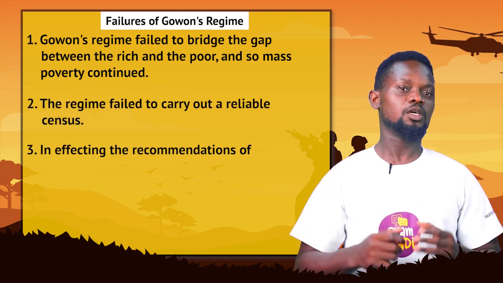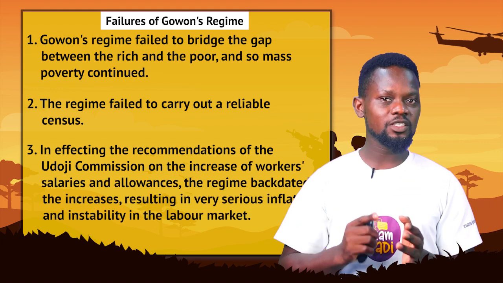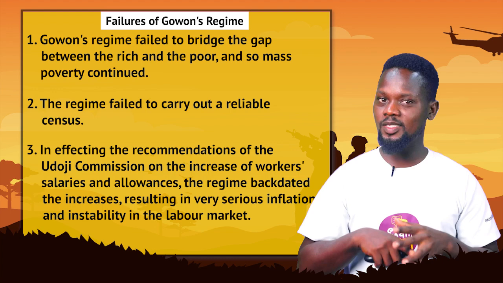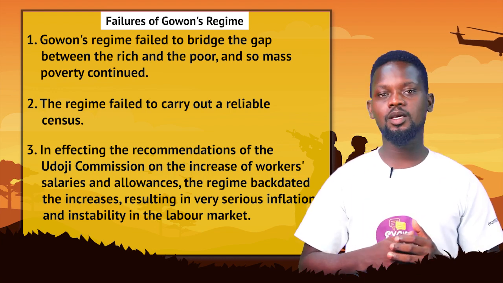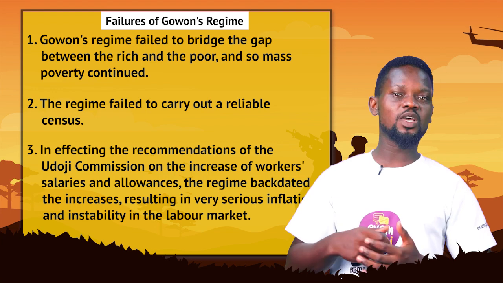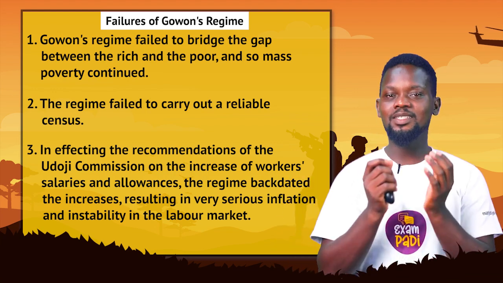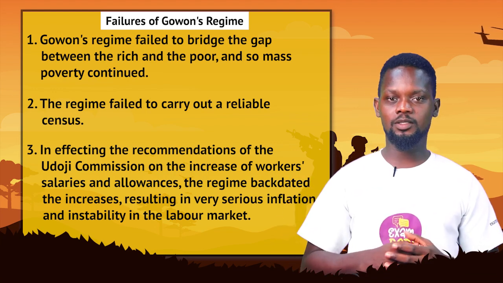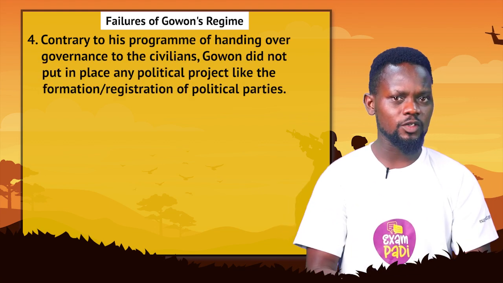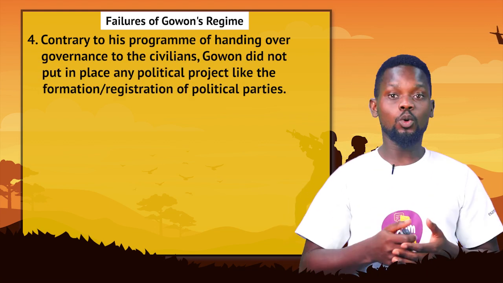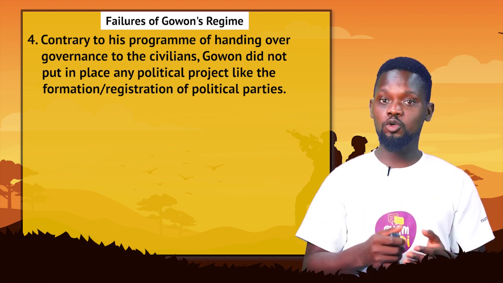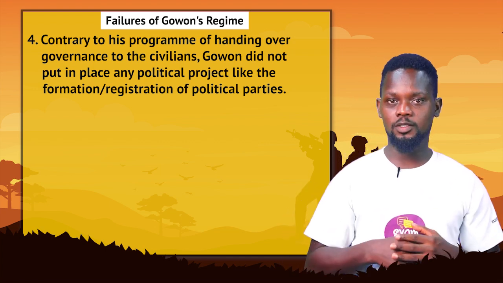Number 3, the regime failed in effecting the recommendations of the Udoji Commission, on the increase of workers' salary and allowances. The regime backdated the increases, resulting in very serious inflation and instability in the labor market. Number 4. Contrary to his program of handing over governance to the civilians, Gowon did not put in place any political project like the formation or registration of political parties.